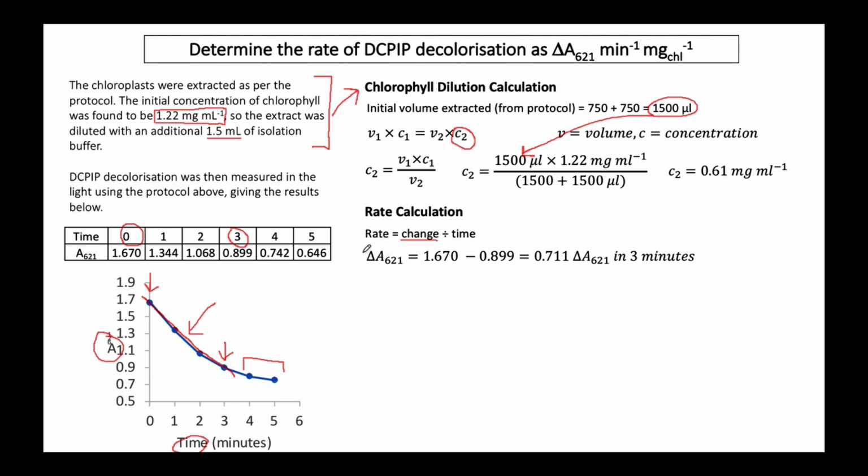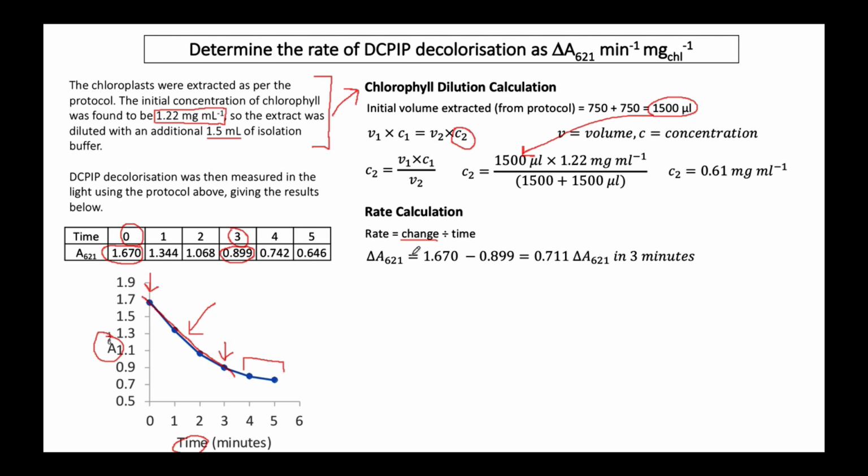So the change is the change in absorbance units, so delta equals change. If I do between time points 0 and 3, then I get 1.670 minus 0.899. So that gives me a change of 0.711 absorbance units in 3 minutes. Okay, so that's how much the absorbance changed in 3 minutes.